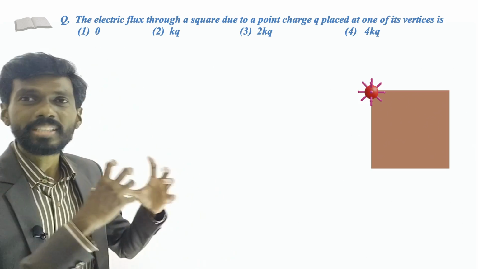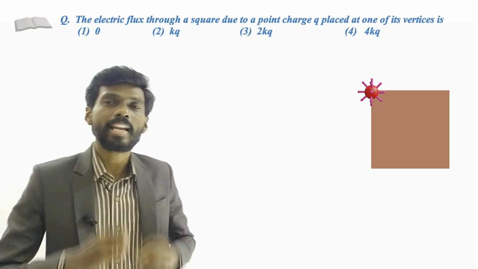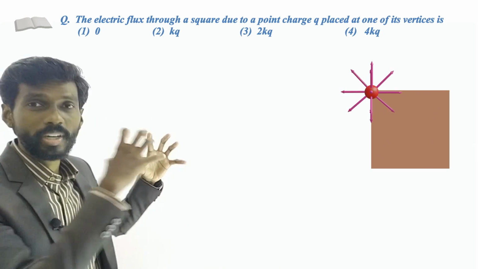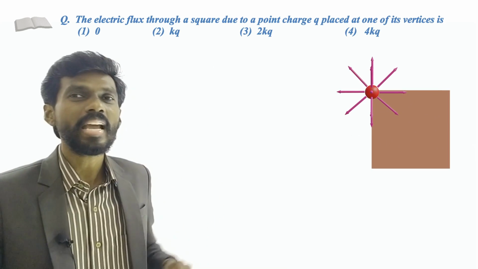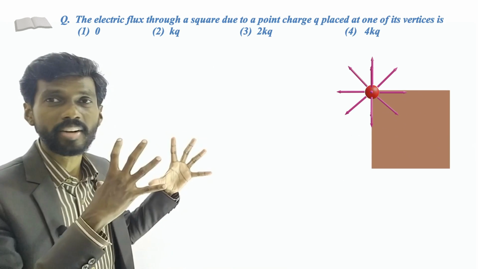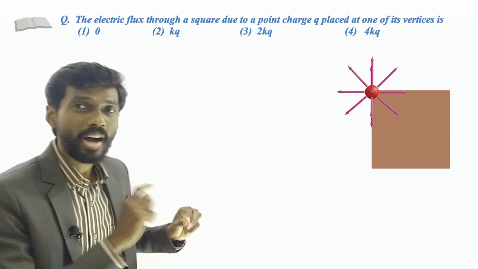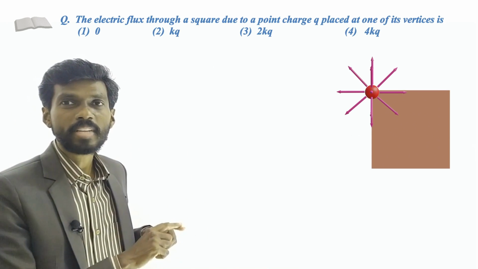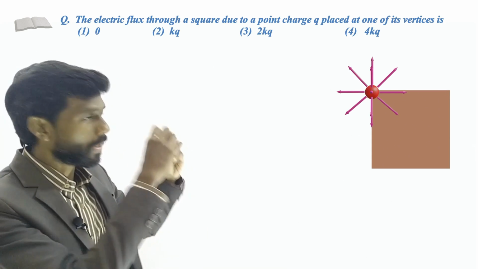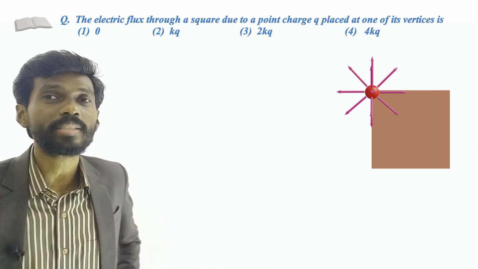Now tell me, what is the direction of the electric field lines due to this point charge? These electric field lines are in the radially outward direction, or radially inward if this is a negative charge. So these electric field lines are in the radial direction. Now you tell me, do any of these electric field lines pass through that area? These electric field lines are in the perpendicular direction, right? Perpendicular to the point charge. So none of these electric field lines pass through that area.